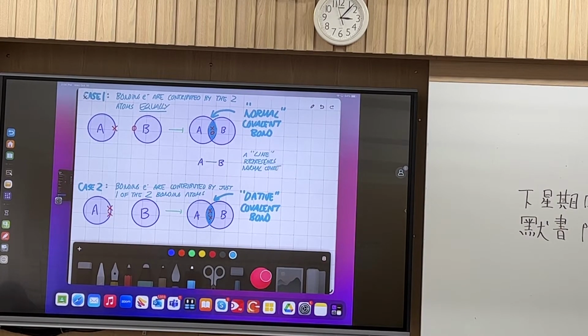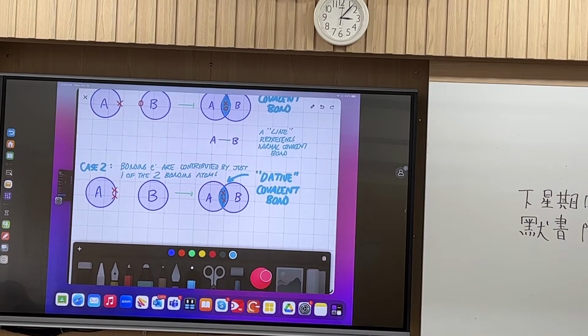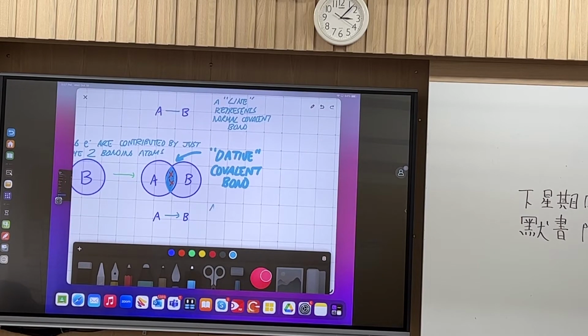We draw an arrow, okay? And the arrow has to be pointing from the donor to the recipient. Can you tell me which of these two atoms, A or B, is the donor of the electron pair? A. So therefore we will draw an arrow pointing from the donor, which is A, to the recipient, which is B. Okay? So can you put down an arrow?